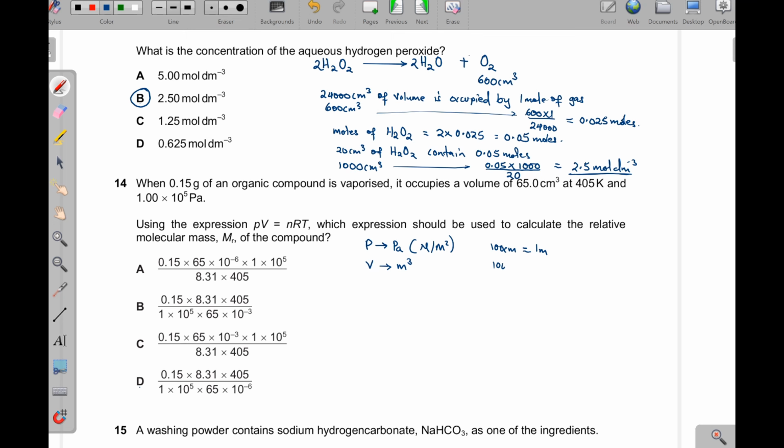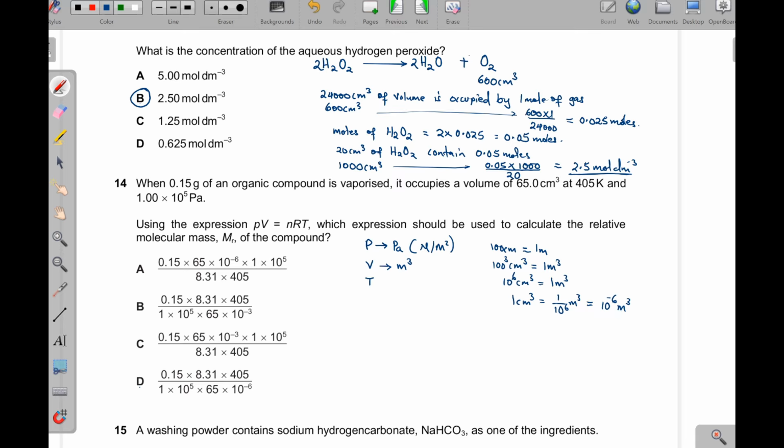Now when we cube, we shall get 100 cubed centimeter cubed equal to 1 cubed meter cubed, which is the same as 1 times 10 to the power of 6 centimeters cubed, equal to 1 meter cubed. So that means 1 centimeter cubed is equivalent to 1 over 10 to the power 6 meters cubed, which is the same as 10 to the power of negative 6 meters cubed. You see that? So if it is 65 cubic centimeters, then I'll get 65 and I multiply by 10 to the power of negative 6 to change it to meters cubed.